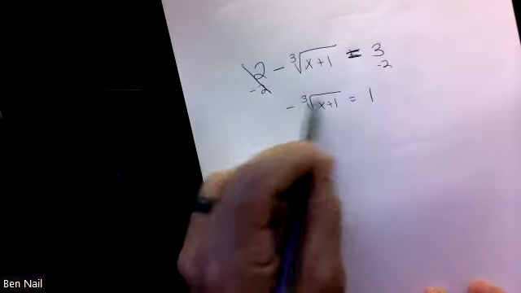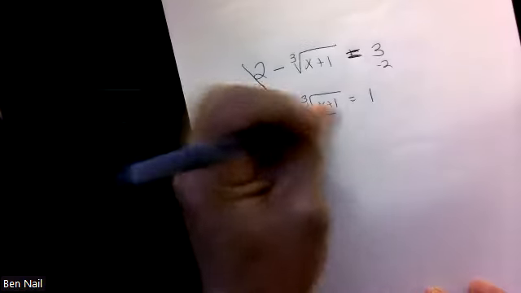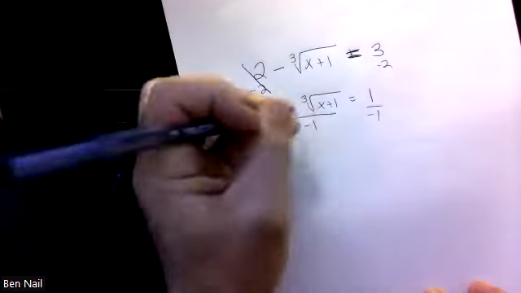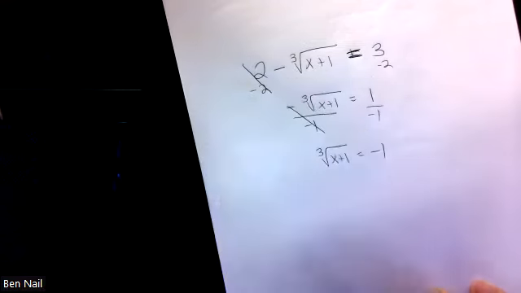Okay, a negative, you can't distribute into the radical. So to get rid of a multiplier out in front, we got to divide. So we're going to divide by -1. So the cube root of x plus 1 equals -1.